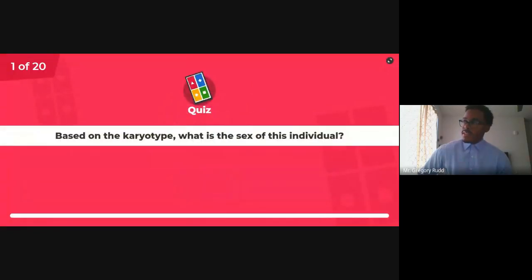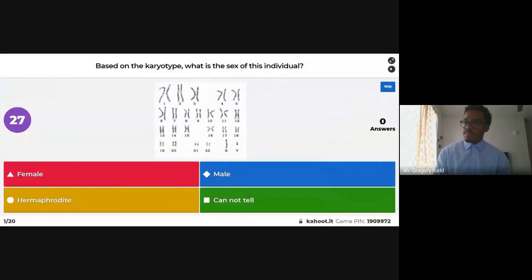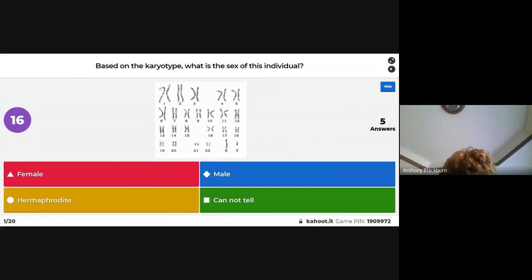Based on the karyotype, what is the sex of this individual? Man. Why is the answer called cannot tell?